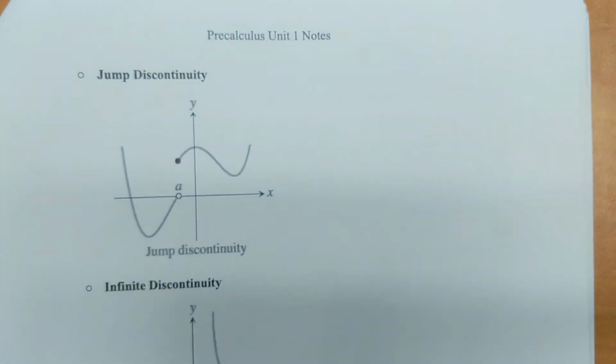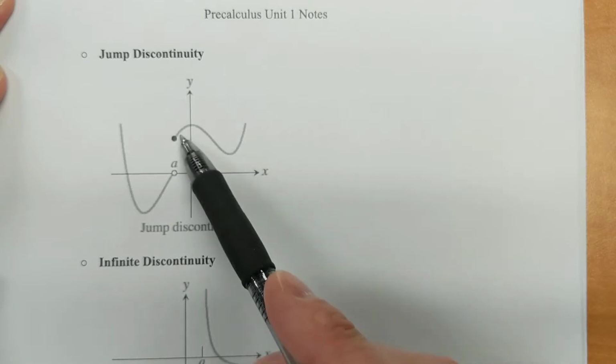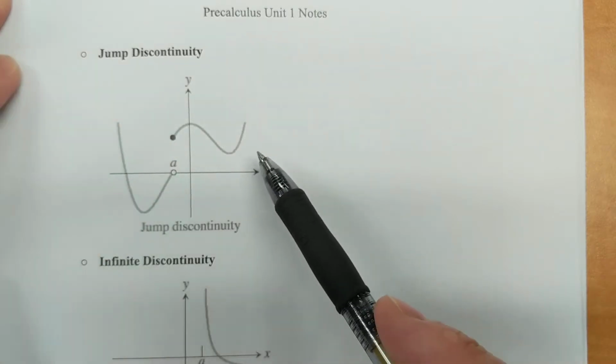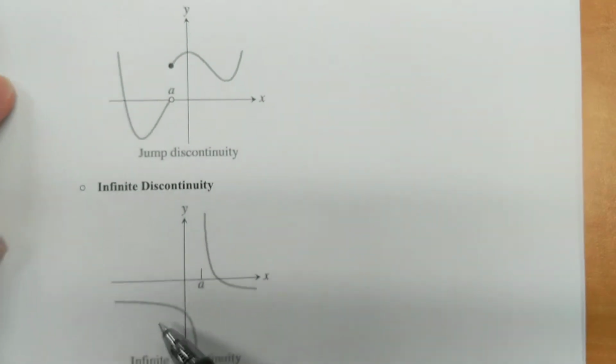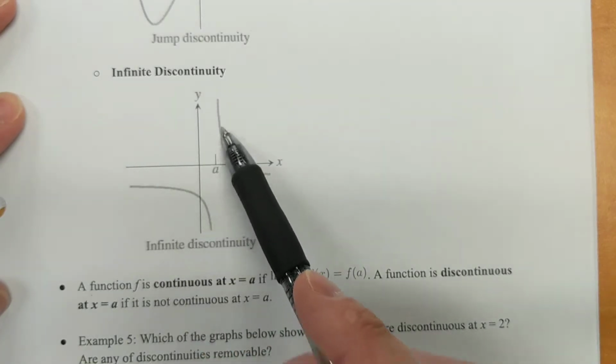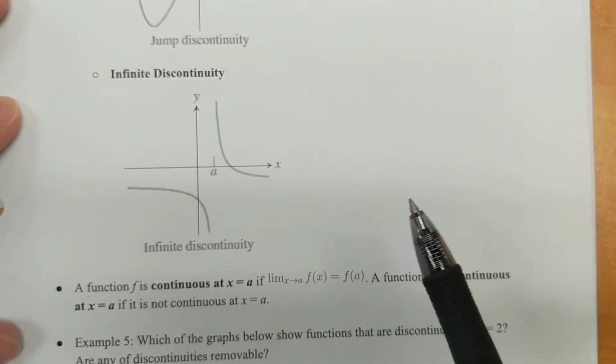The next ones are actually ones that are not removable. So you have the jump discontinuity, where the graph jumps in value, jumps up here. You can't move an entire equation. You can move a single point, but you can't slide this entire piece down. This one is an infinite discontinuity, which is actually what we saw on the 2 over x equation, where the graph goes to infinity or negative infinity at some value.